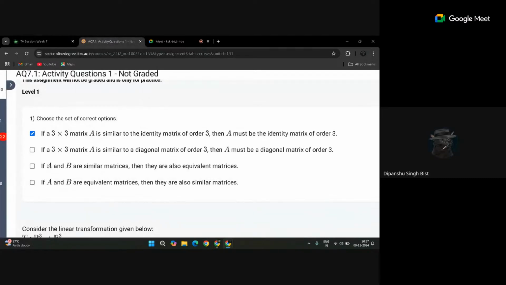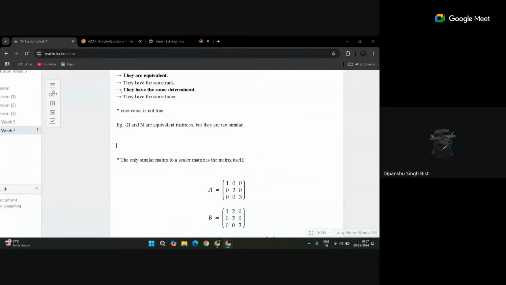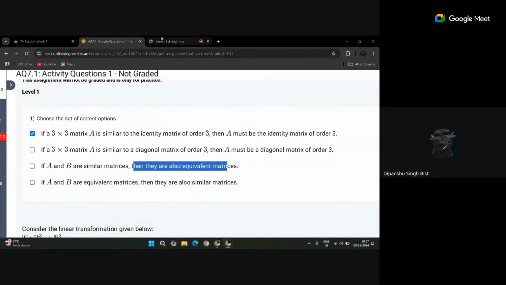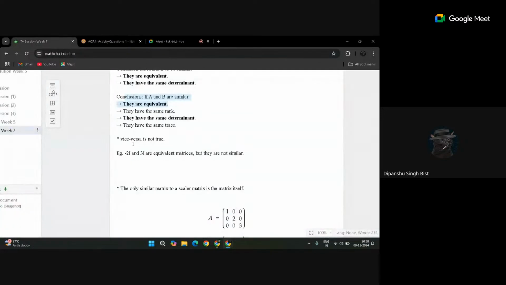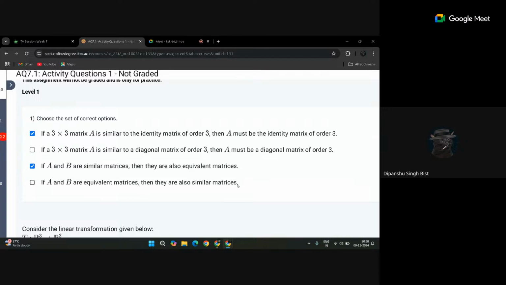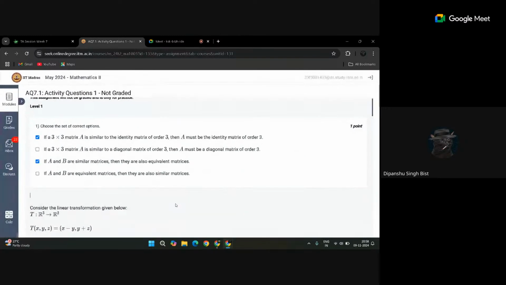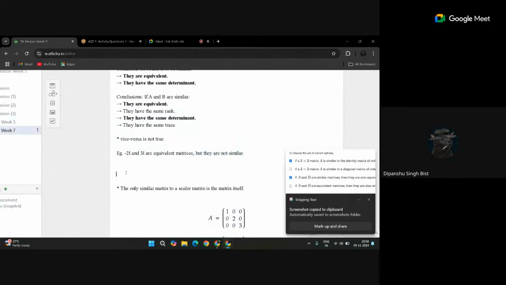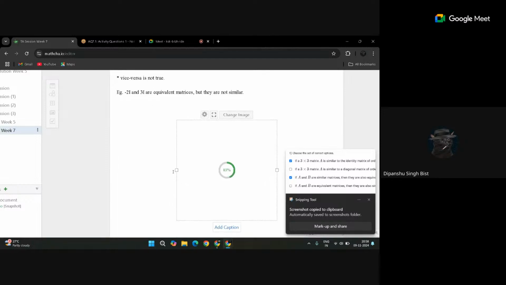So what about this point? If A and B are similar matrices, then they are also equivalent matrices, right? So if they are similar, they are equivalent. True, that is true. This is the conclusion, right? But the vice versa for a single matrix is not true. Here we have seen that 2I and 3I are equivalent, but they are not similar. So this point is true, but this point is not true. Maybe if I take this screenshot and paste it here, I will get the context of whatever we have written.